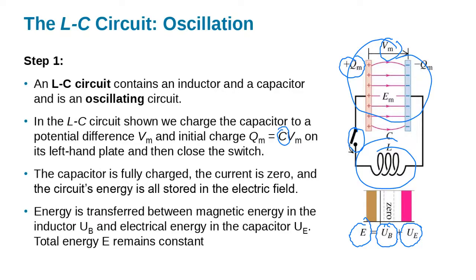And if we imagine there's no resistance in this circuit, then we're not going to dissipate any energy. So the total energy remains constant. It's just going to move back and forth between the energy stored in the capacitor and the energy stored in the inductor.